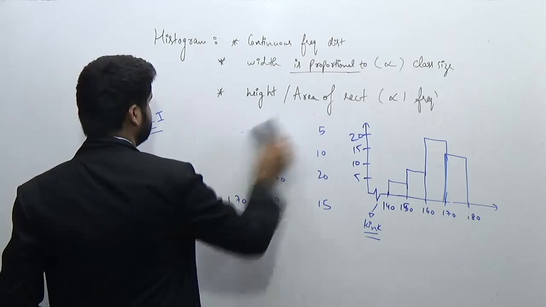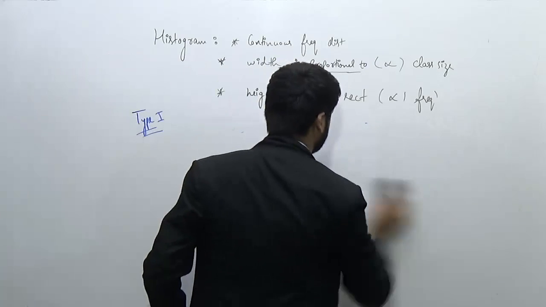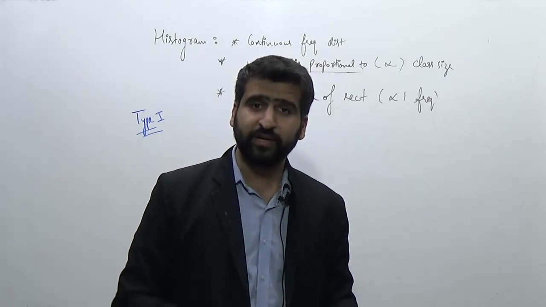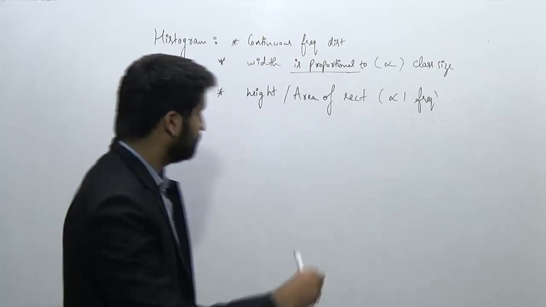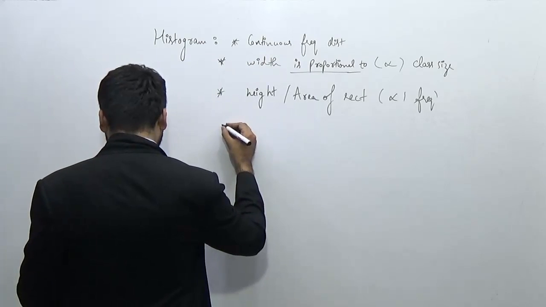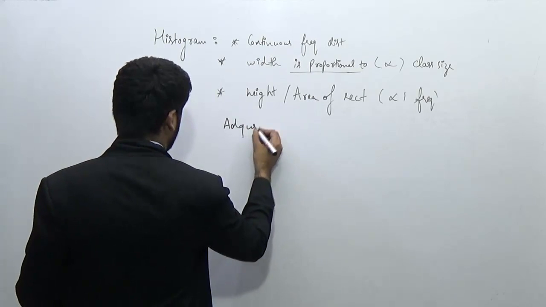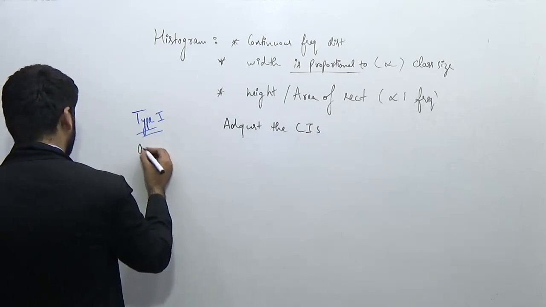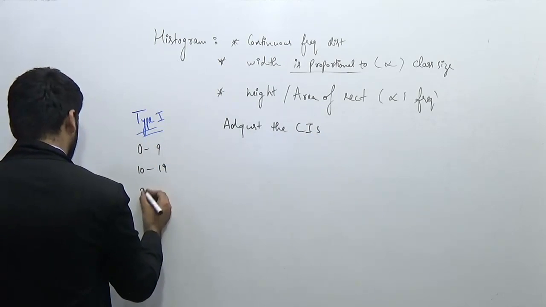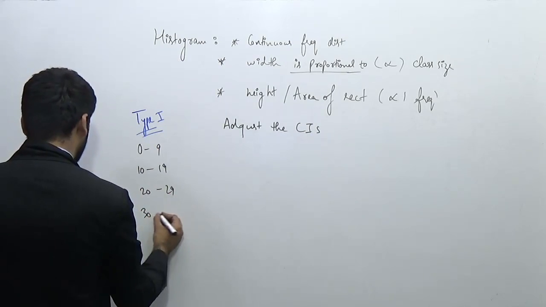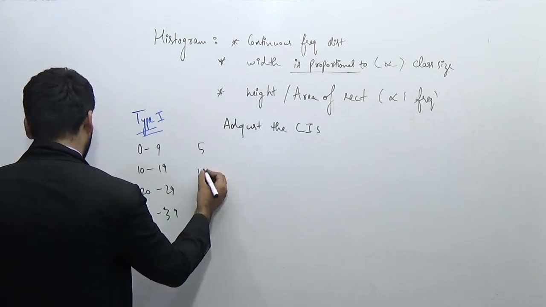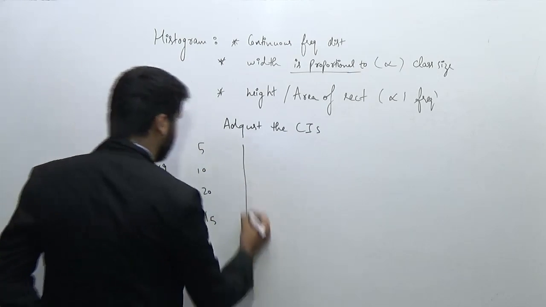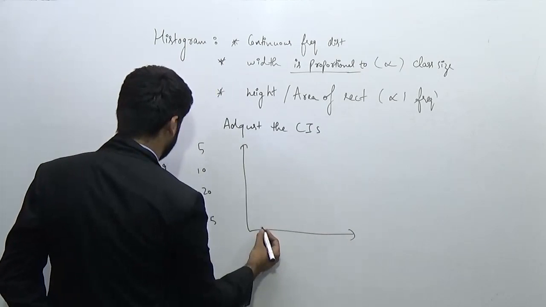Now if we remember the case of basic statistics, in that I told you that sometimes we need to adjust the class intervals. Now we'll see the case when we need to adjust the class intervals. So first, let's suppose the data is given like this: 0 to 9, 10 to 19, 20 to 29, 30 to 39, and the frequencies are same: 5, 10, 20 and 15, right? So in this case, the histogram which we'll try to make, this will become like this.